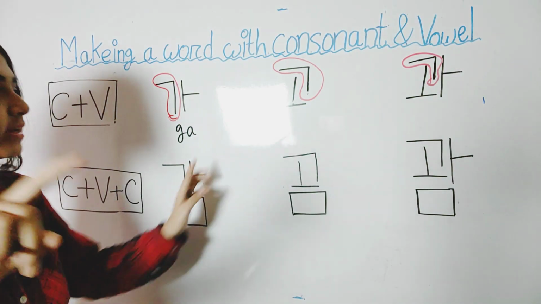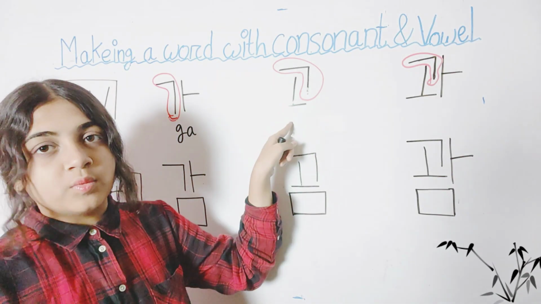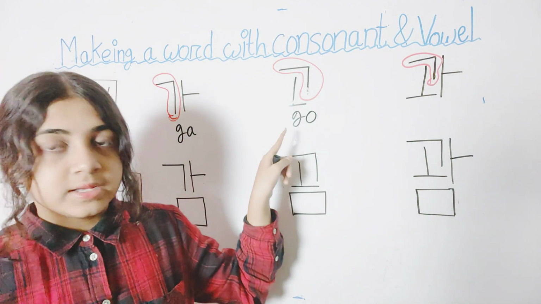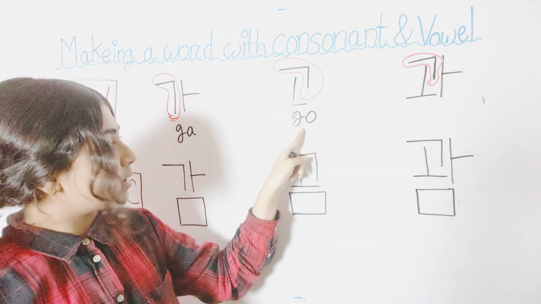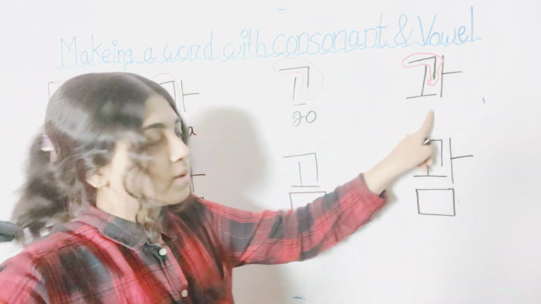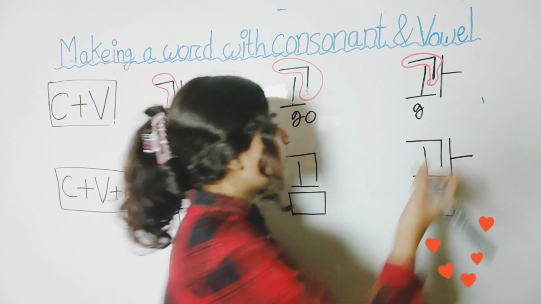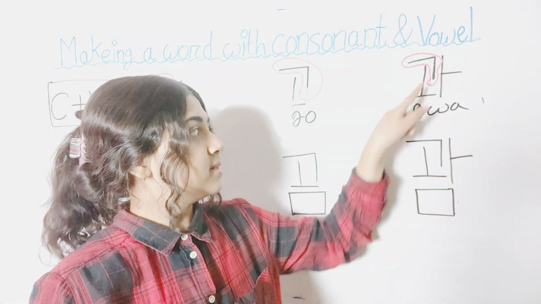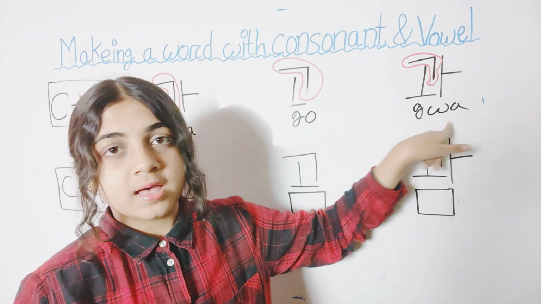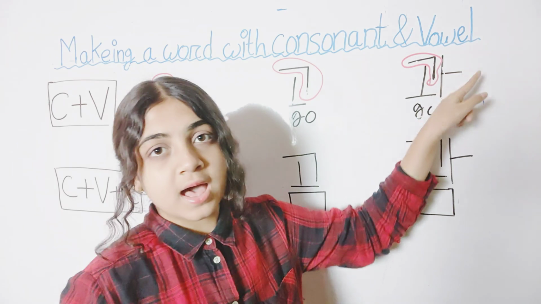Okay, so the next one is g and u. G and u is gu. Okay, the next one, g and wa. G and wa is kwa, kwa.